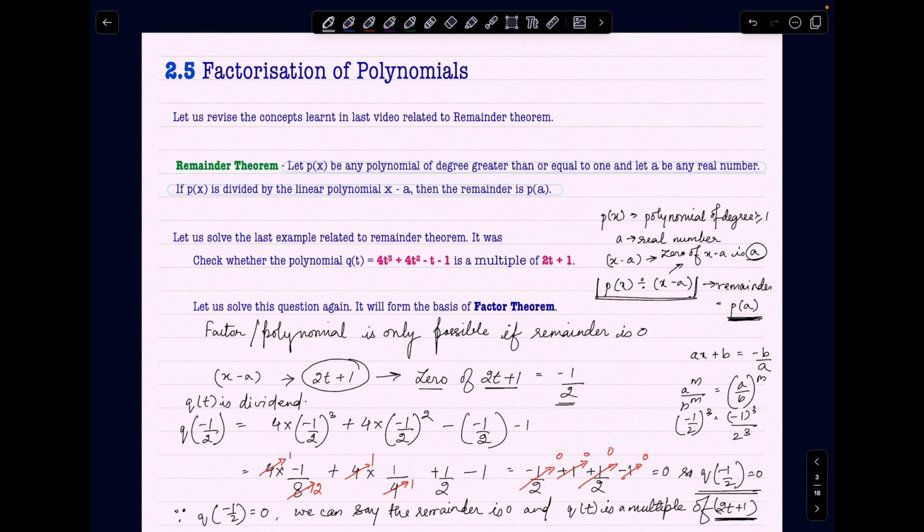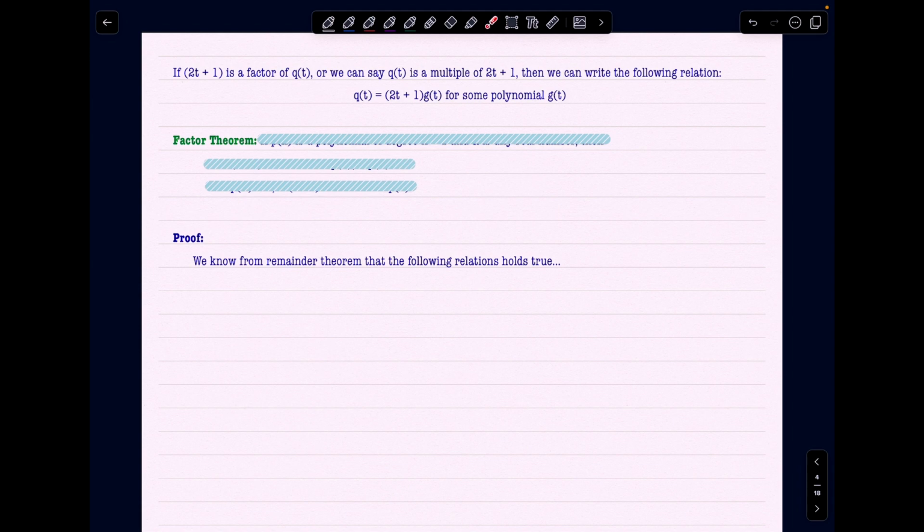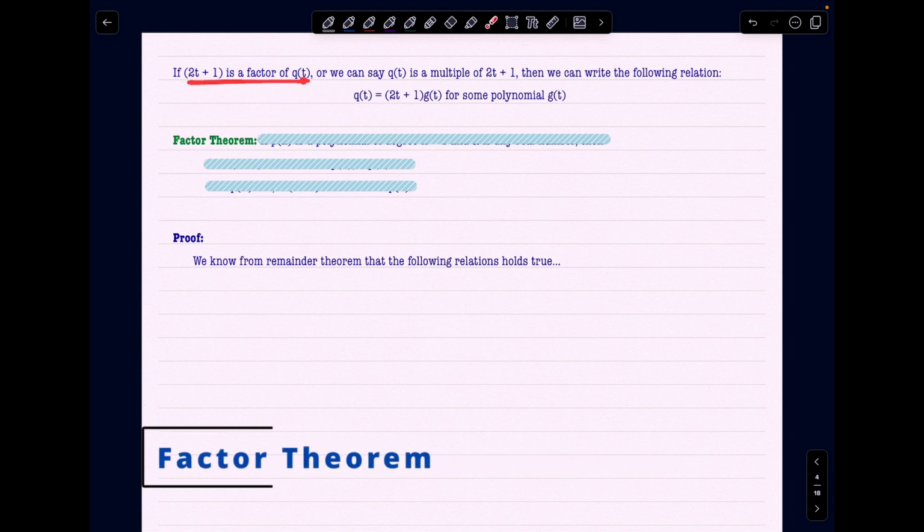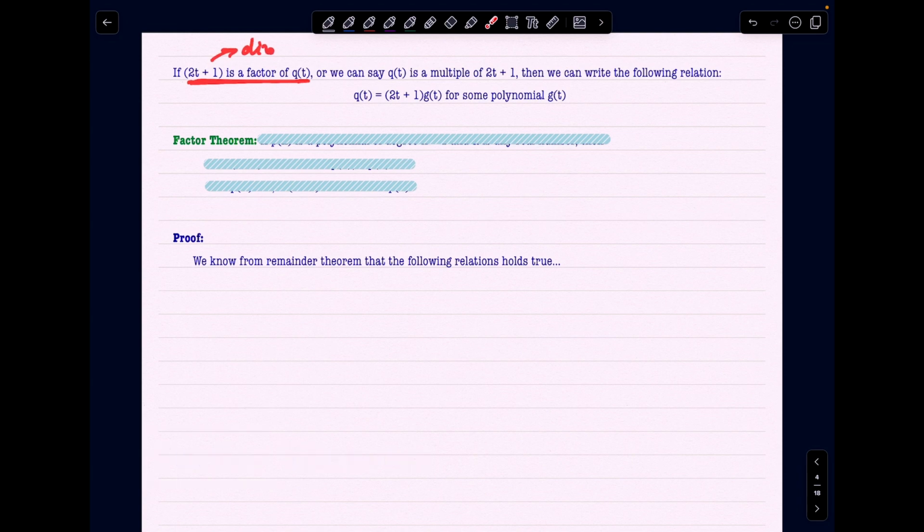How? See, here I have written one thing. 2t plus 1 is the divisor. The divisor is a factor of the dividend, and the dividend is q(t). I've already talked about it in division of polynomials: the dividend is of higher degree and the divisor is of lower degree. That is why 2t plus 1 is the divisor and q(t) is the dividend. So 2t plus 1 is a factor of q(t), or we can say q(t) is a multiple of 2t plus 1. The dividend is a multiple of the divisor. Okay, then what we can do?